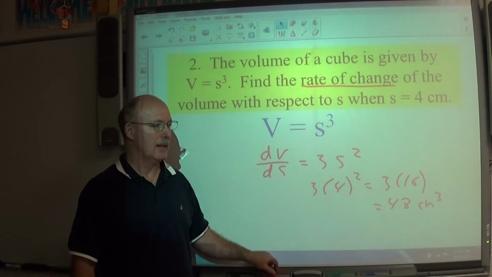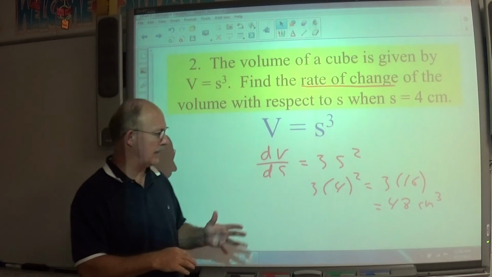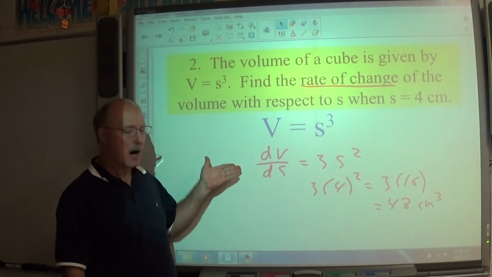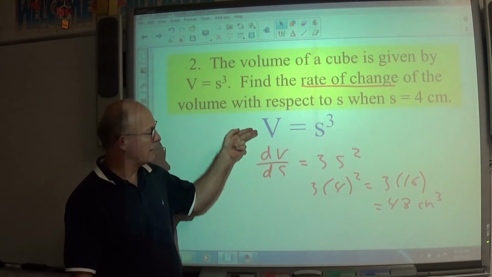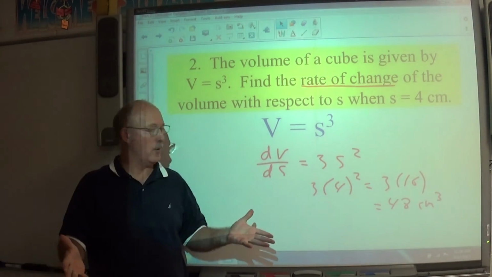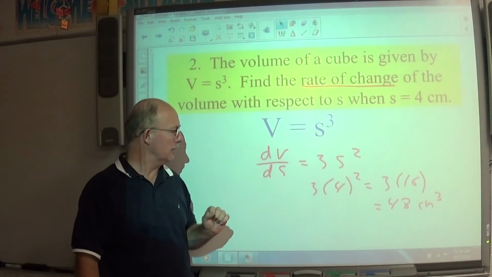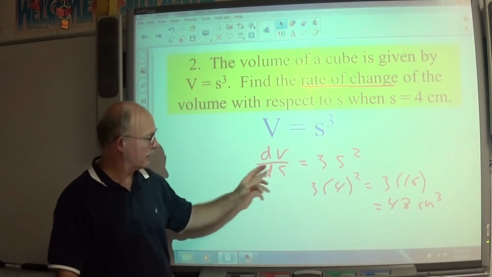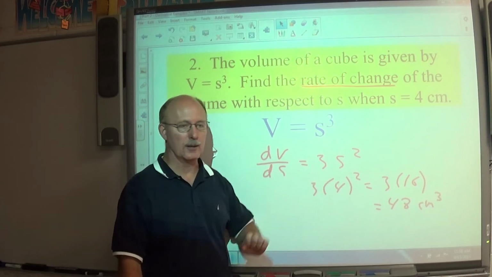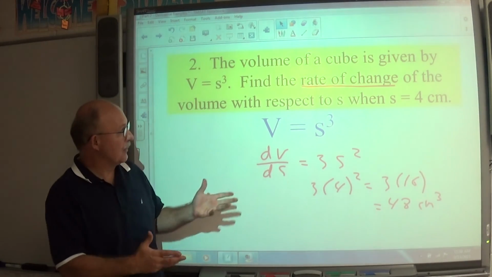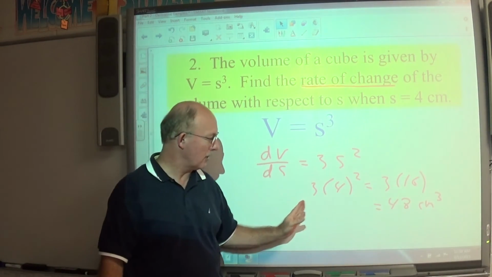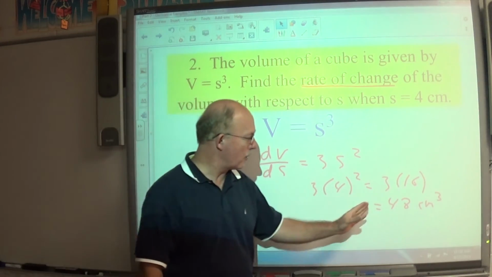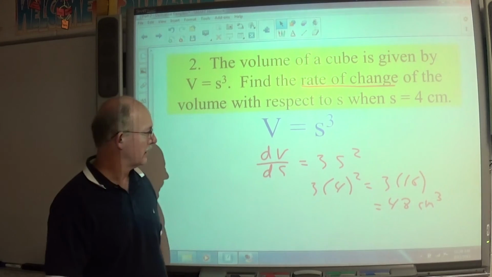48 again. Once again, I didn't plan for each of these answers to be 48, but there's another one. Once again, it's kind of odd because now we're taking the derivative of an actual geometric formula, V equals S cubed. And the rate of change of the volume with respect to the side is represented as 3 times the side squared. To get the rate of change at 4 centimeters, all you do is plug it in, and that gives us our rate of change. So it's changing at a rate of 48 cubic centimeters.